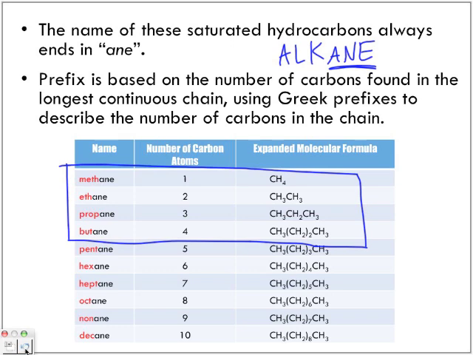But after that, we've got penta for 5, hexa for 6, hepta for 7, octa for 8, nona, and deca. Right? So please do know that, and I'm going to show you guys a little hint as to how to remember the first 4, which are methane, ethane, propane, and butane.